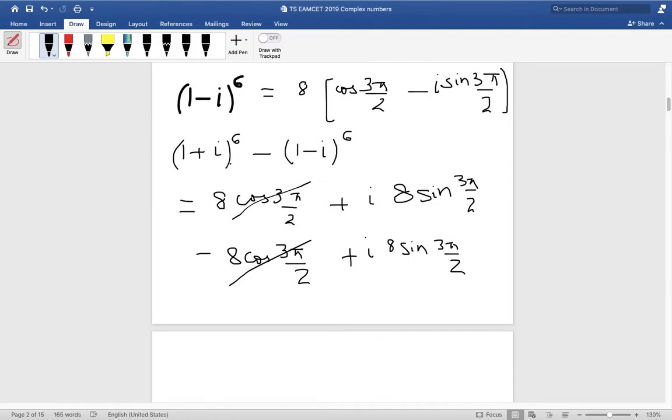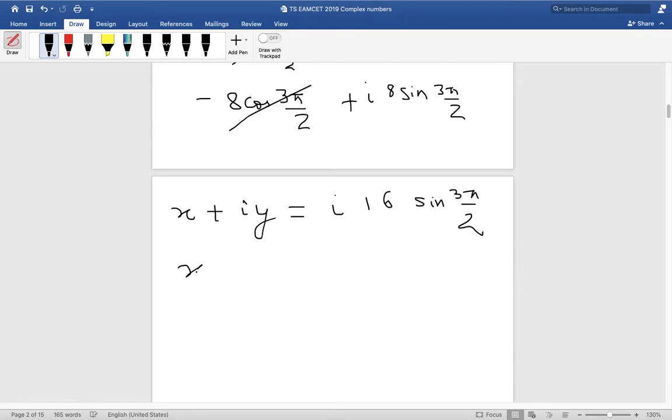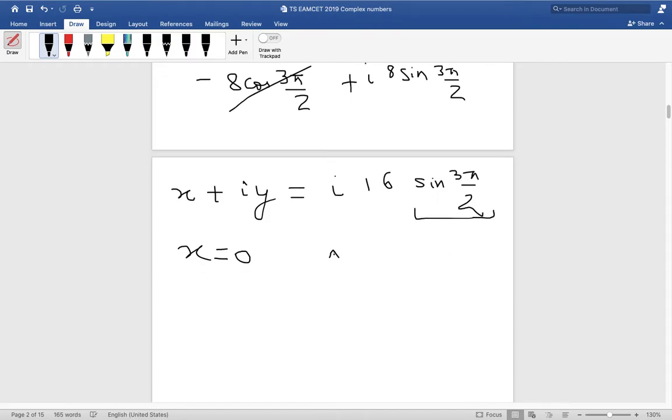So (1 plus i) raised to the power 6 minus (1 minus i) raised to the power 6, which was given as x plus iy, is equal to i times 16 times sine 3 pi by 2. So x is 0 essentially. Now we need to know the value of this sine 3 pi by 2. So why don't we just draw the graph for sine, because I do not remember the value.